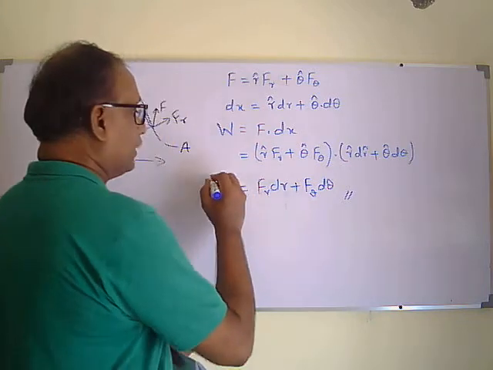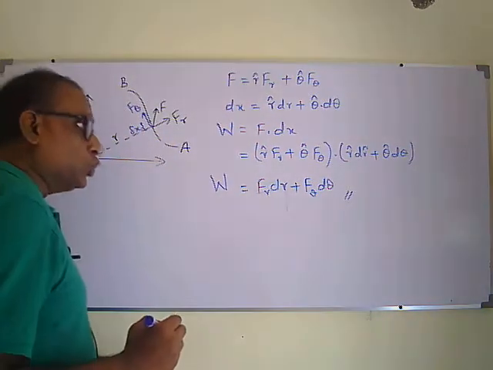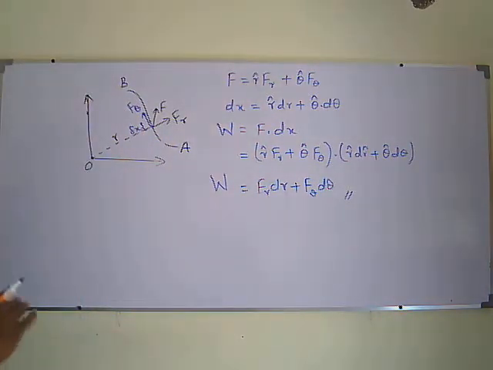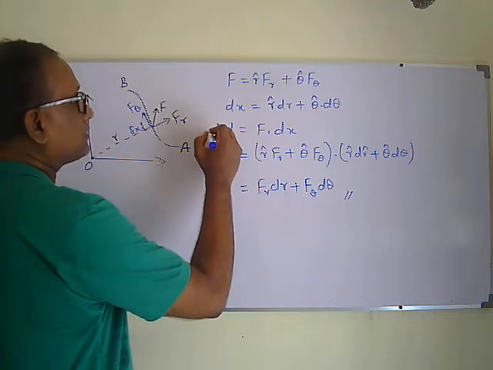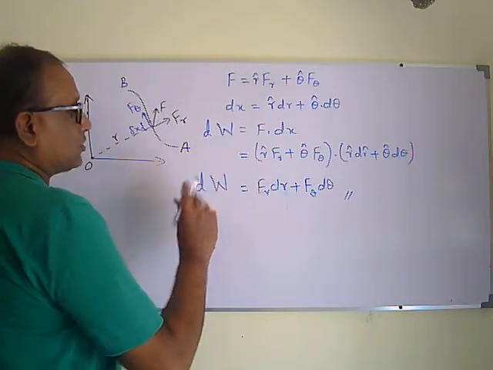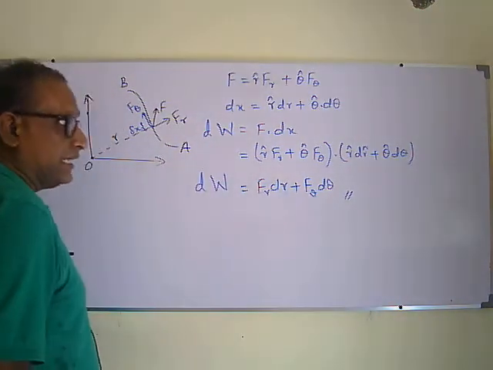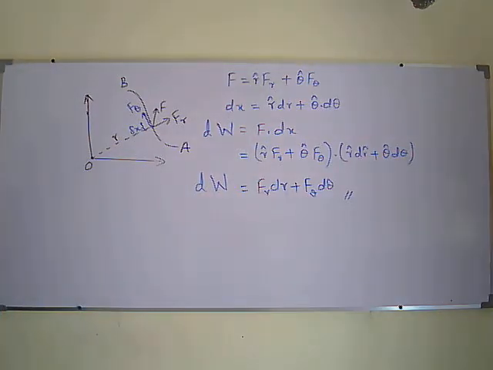Okay, so that will be the work done in a two-dimensional surface, that is on a plane, in terms of polar coordinates. I can call this dw if I want, the small work done dw. So dw is equal to Fr dr plus F theta d theta.